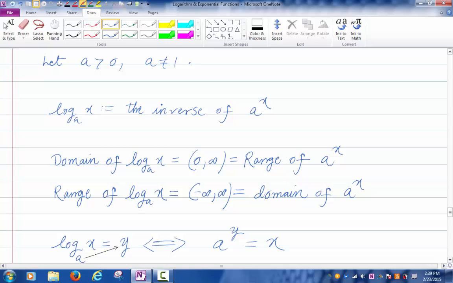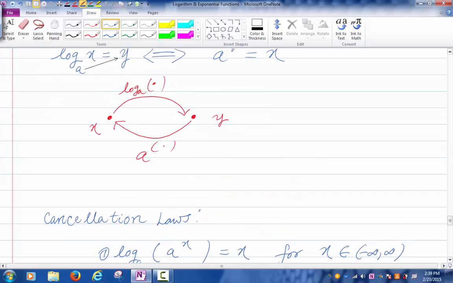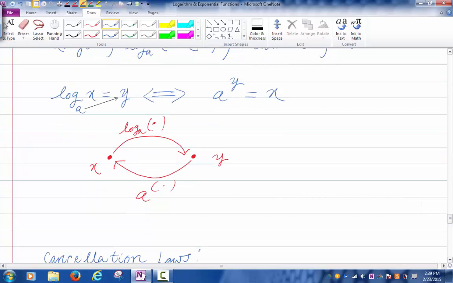Whether a is less than 1 or greater than 1 doesn't matter. Think about the graph of a to the x. And what's the range of log base a of x? The range of log base a of x is negative infinity to infinity, because that's the domain of a to the x. And then, remember, being inverses, right?